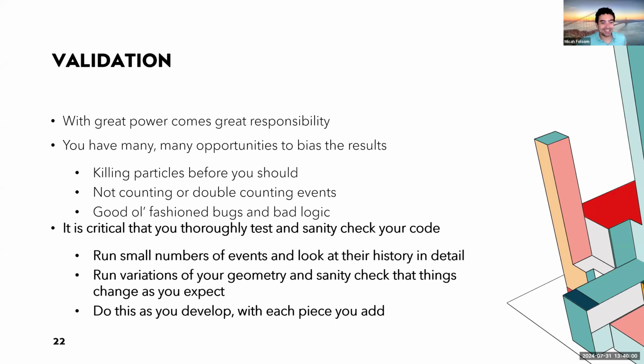And I'll once again stress, because you're writing all of the code, you have a lot of opportunities to make mistakes and introduce subtle bugs and biases. You're killing particles, maybe you're counting things wrong, or just good old-fashioned bugs. And so it's very important that you test your code and sanity check it, run small numbers of events, look at the full histories and make sure that they make sense, run variations on your simulation and make sure that it's perturbed in ways that you understand, and do it as you add things, as you develop with each little piece so that you're not trying to untangle a lot of things at once. Really just good general software development practices are important here.